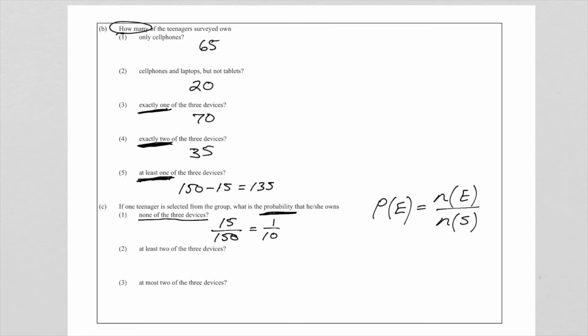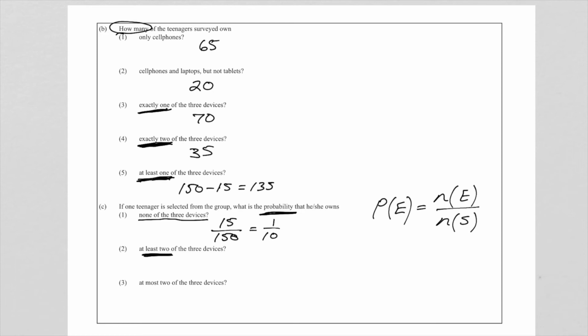Right, our next question is at least 2 of the 3. So this one was none device, no device. This one is at least 2 of the 3. Now, when we say at least, like I said before, that means that is the minimum.